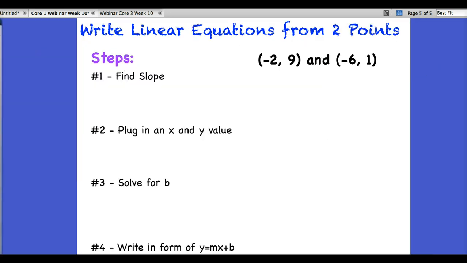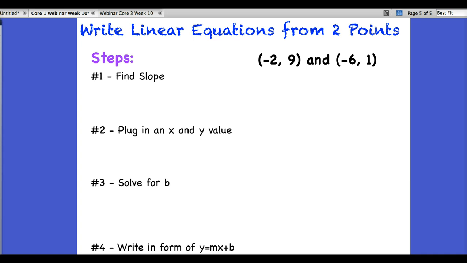Okay, so let me show you this. You want to write these down if you're taking notes. A lot of people have problems writing linear equations from 2 points. But if you can do this, then you can write a linear equation from just about anything. And I think this is in week 8, I want to say. But basically, if you have a table of points, you can pick 2 points and write a linear equation.